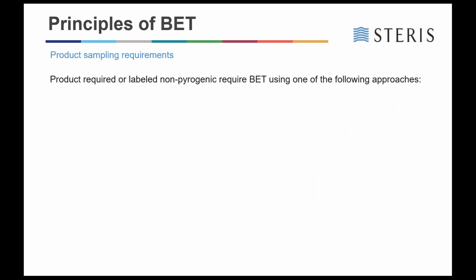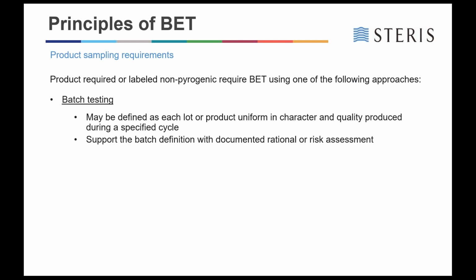Continuing on with the principles of BET, with product requirements, we look at the required label claim, or we look at how the product is being used. And there are a couple of approaches that we can look at when we're testing products. So first of all, there's batch testing. In batch testing, these are batches that are defined as a lot, and lots can be defined as the customer sees fit. However, you're typically looking at a uniform character or quality that's within a defined cycle of production.